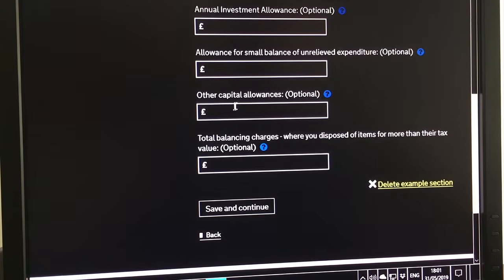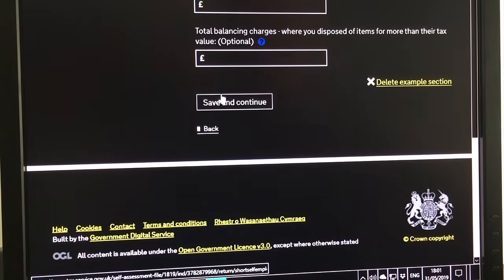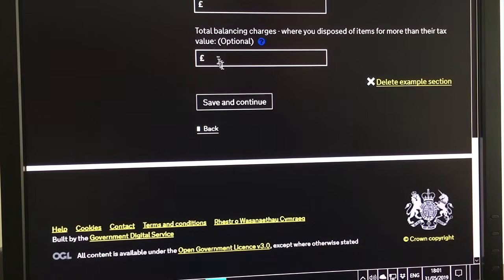But the capital allowances rule is a little bit complicated. So if you've got stuff like that, you might want to get an accountant, because things are getting a bit more complicated there, and it's not really appropriate for you to be doing things yourself unless you know the capital allowances rules. So, I'm saying there's nothing there, so save and continue.